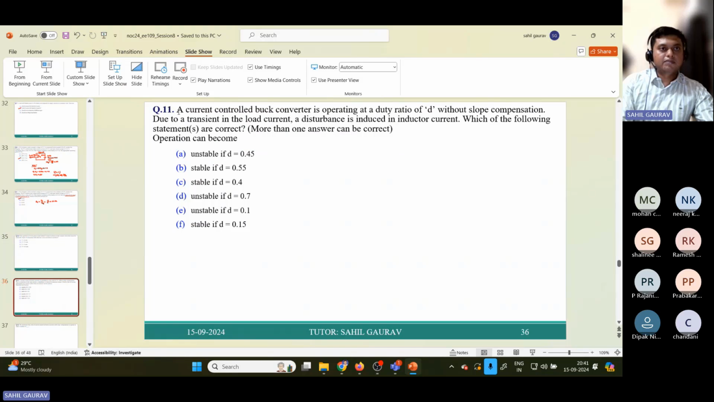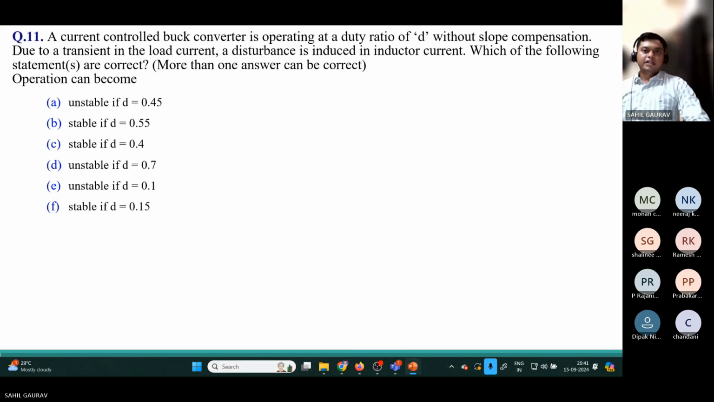So let us come to the next problem, question 11. The current control buck converter is operating at a duty ratio of D without slope compensation. Due to a transient in the load current, a disturbance is induced in the inductor current. Which of the following statements are correct?